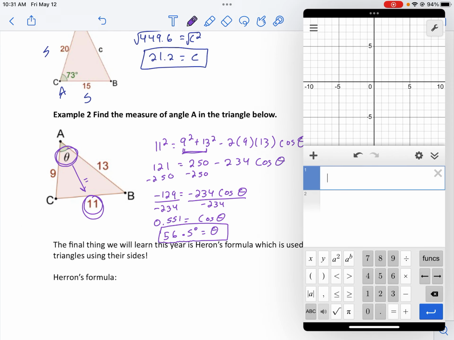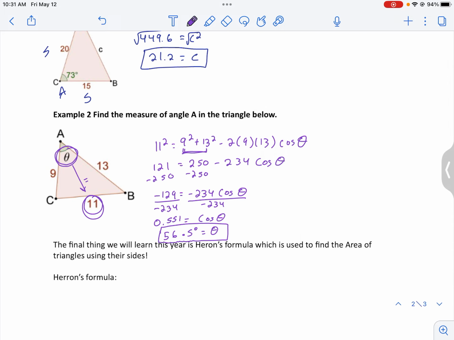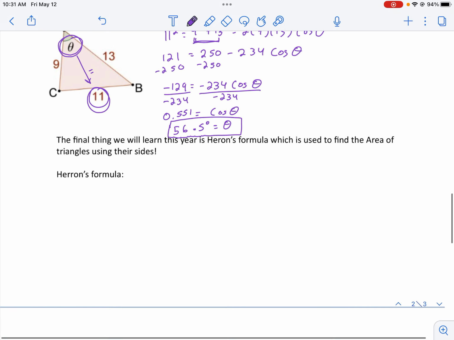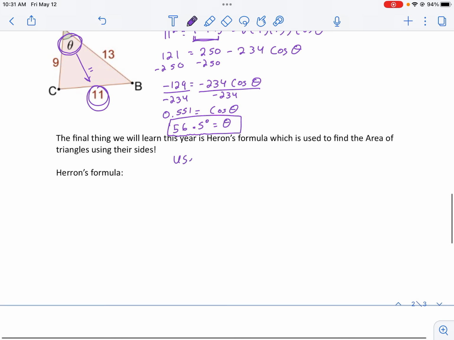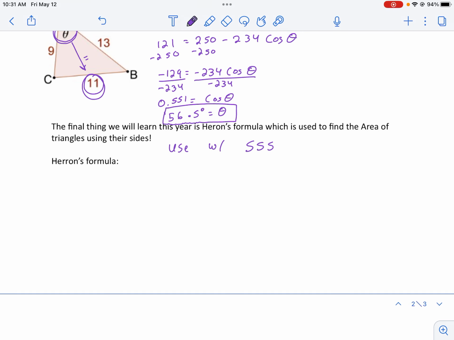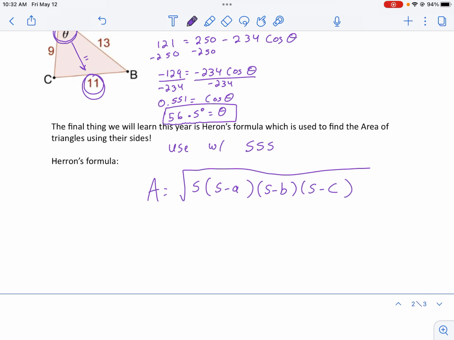And then the last thing on these notes is Heron's formula. Heron's formula is just a formula to find the area. You use this with triangles that have side, side, side. That's when you can use Heron's formula. So it looks like this. Area equals the square root of, nice big square root, S times S minus A times S minus B times S minus C, all of those in parentheses, where A, B, and C are all the sides of a triangle.